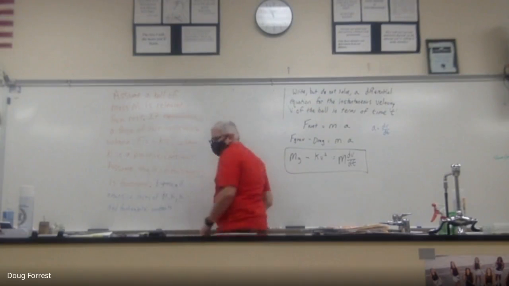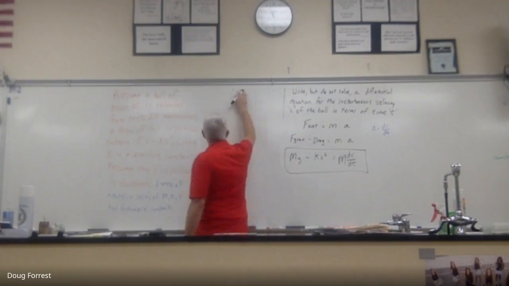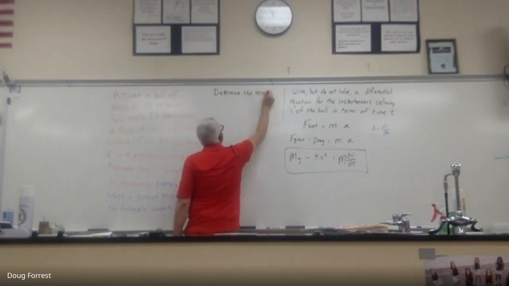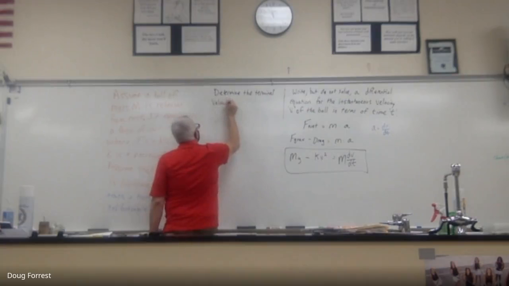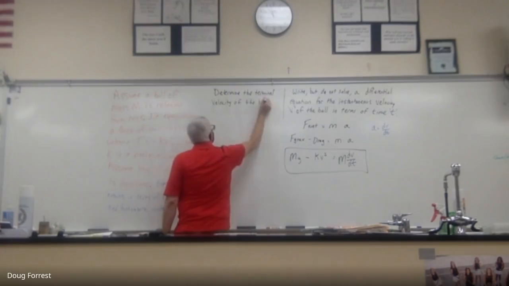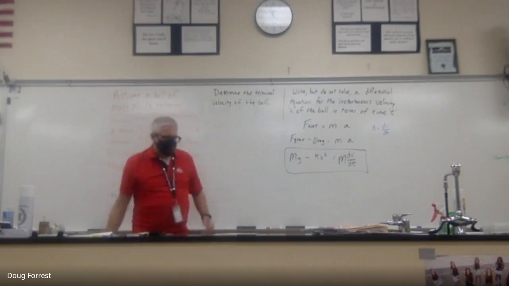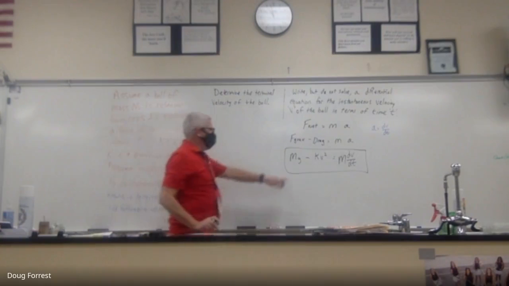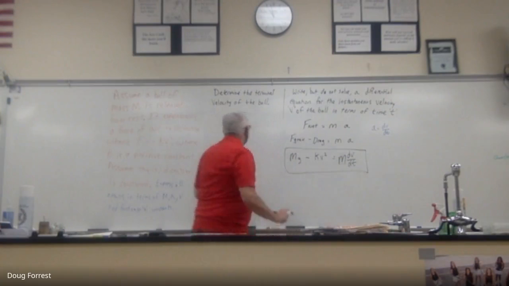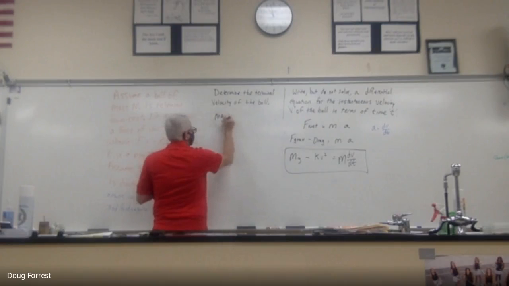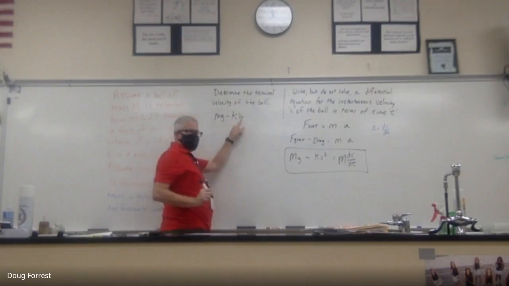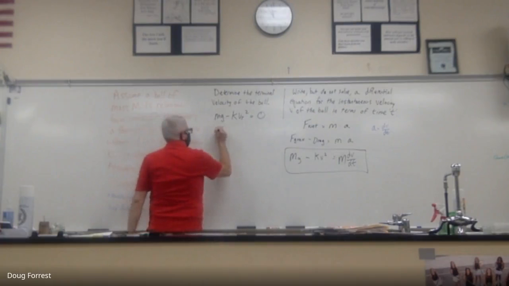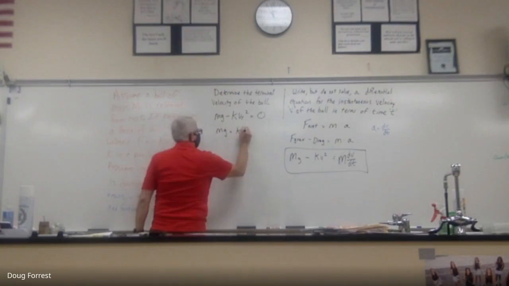The next part would be to determine the terminal velocity of the ball. Julie, what's something you know that happens at terminal velocity? Acceleration is 0. Exactly. So I can go back to use this equation and think that m times 0 is 0. So I can say mg minus k vt squared, for v terminal, is equal to 0 at terminal velocity.